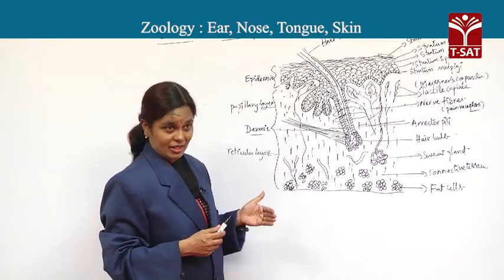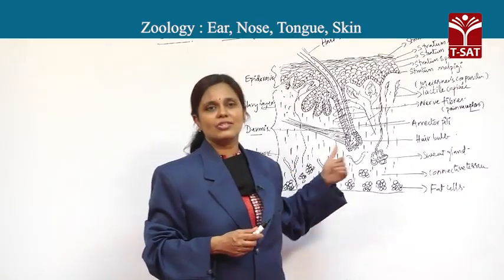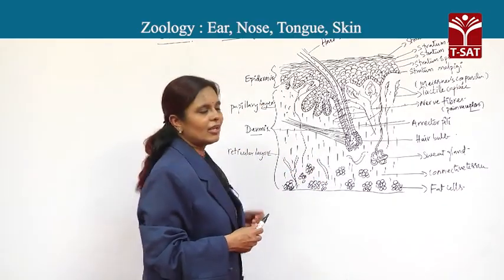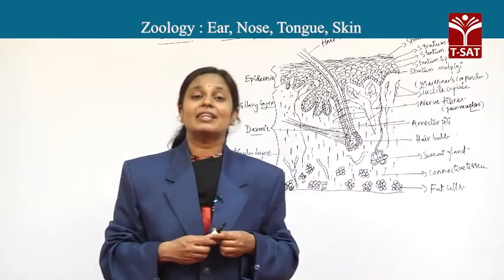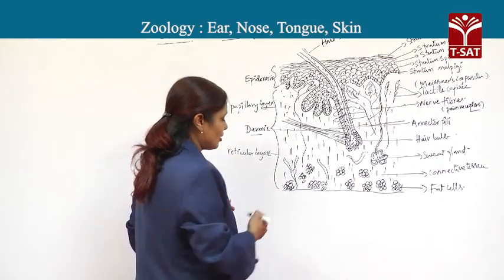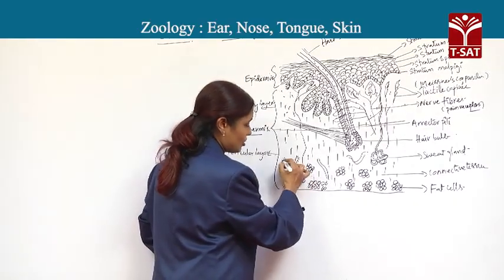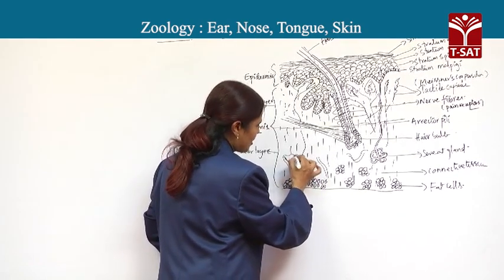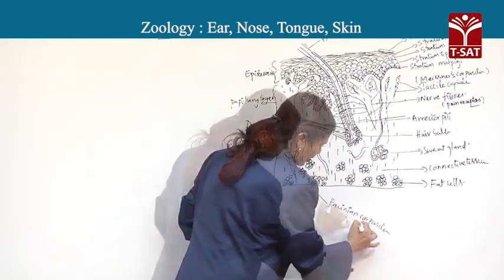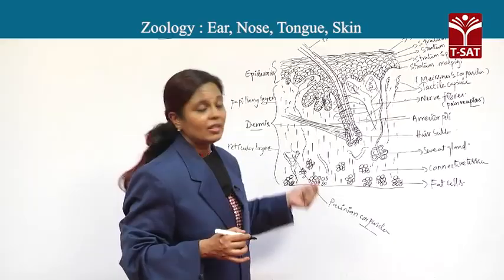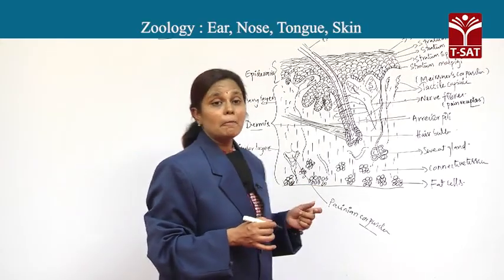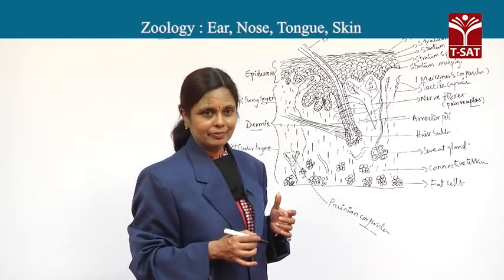Okay, besides this structural details about sensory function. In this reticular layer of the dermis, there are sensory structures, cup-like sensory structures. You call them as Pacinian corpuscles, and these Pacinian corpuscles are specialized in pressure perception.